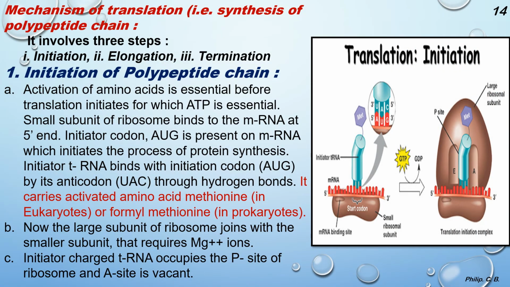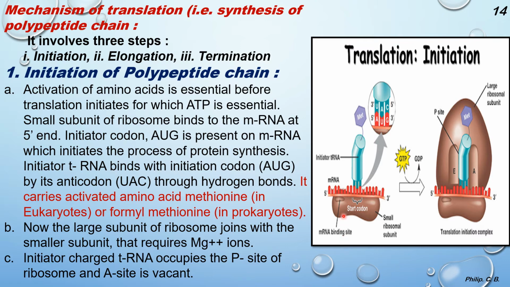Now, coming to the step-by-step process, the mechanism of translation, that is synthesis of polypeptide chain. It involves three steps: initiation, elongation, termination. So first one, initiation of polypeptide chain. Now you first see the image. Again, I put individual parts of translation, that is initiation, so you can understand it in a much clearer way.